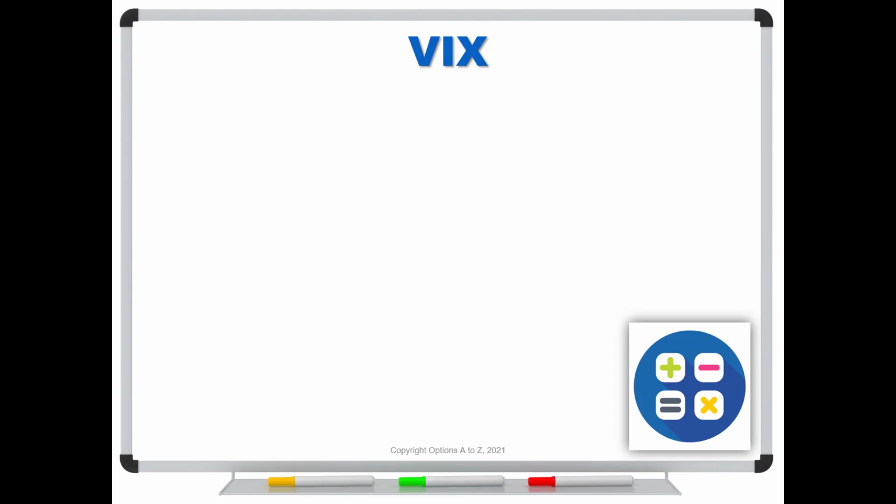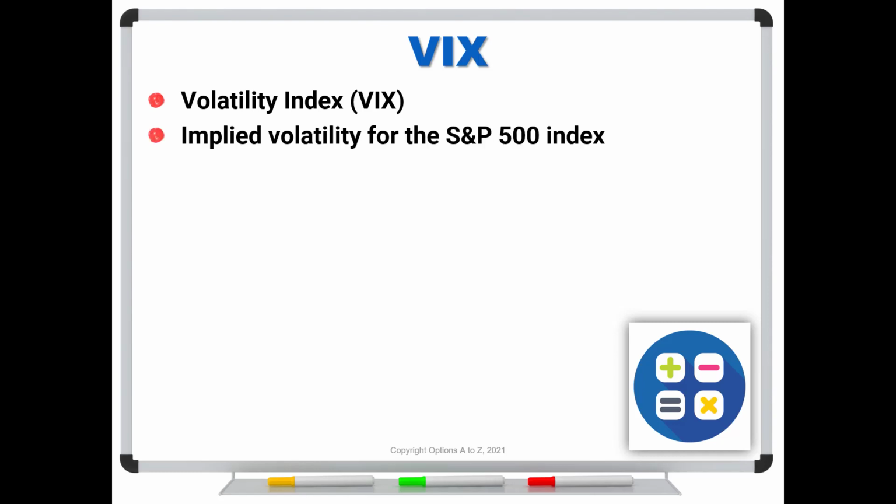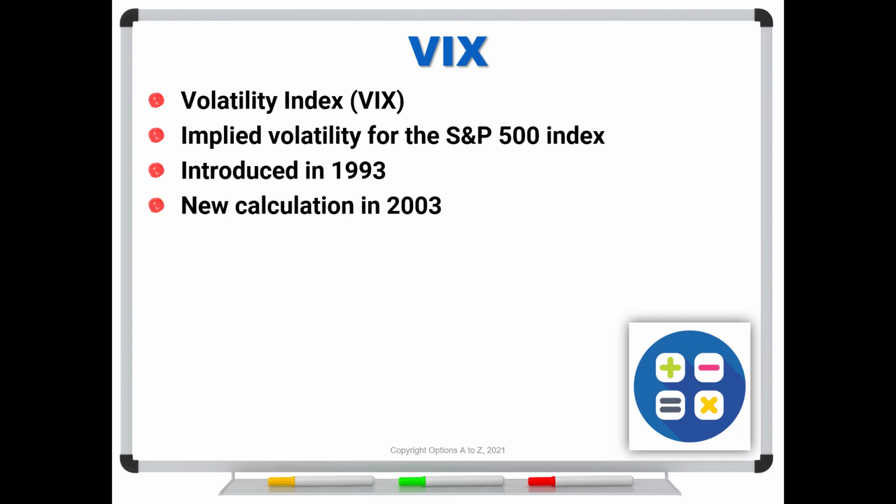What about the VIX? What is this all about? Well, it stands for the Volatility Index, and what it shows is the implied volatility for the S&P 500 index. So there's been a huge history of the VIX. You can read about it at the CBOE's website, Chicago Board Options Exchange. But it was introduced in 1993. Then they came up with a new calculation for it 10 years later in 2003.